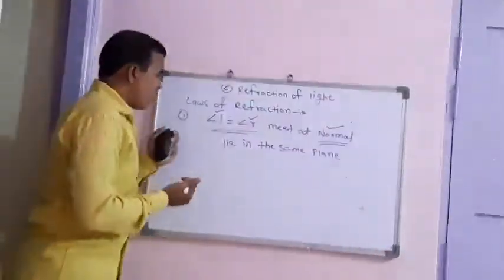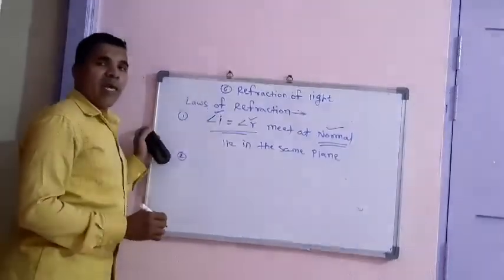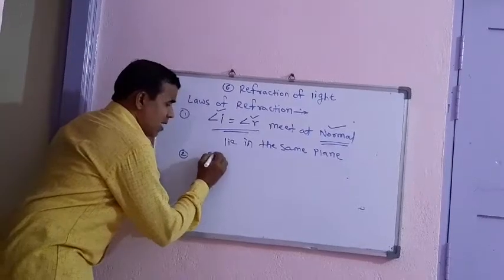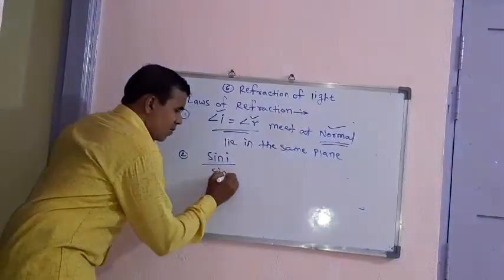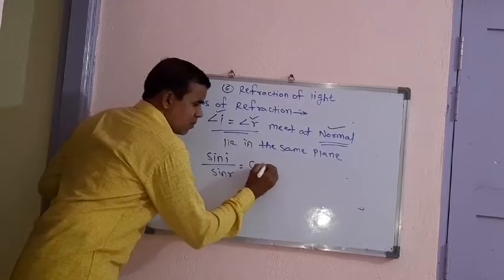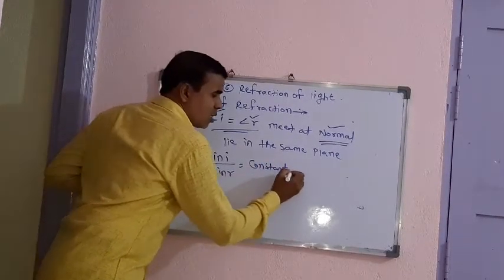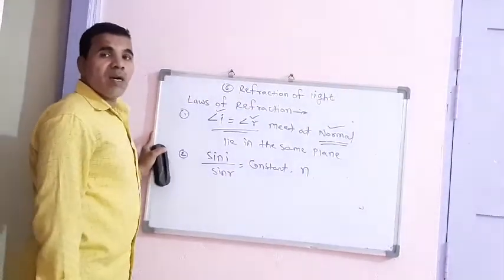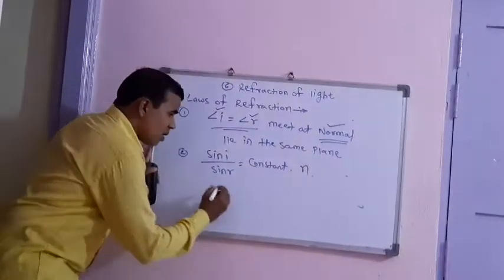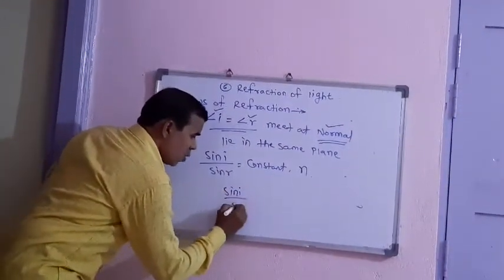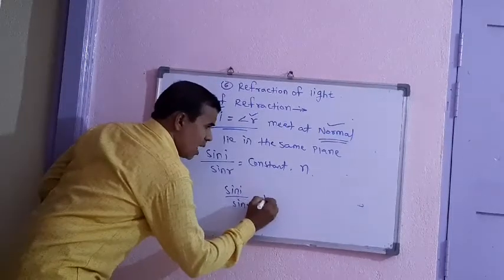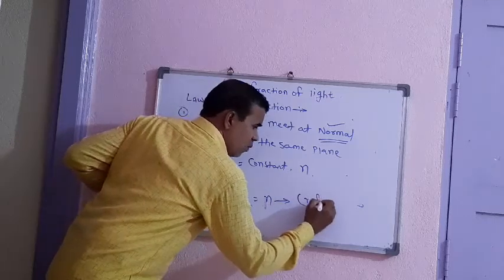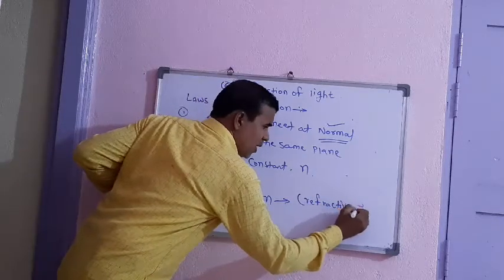Number two, for any given media, the ratio of sin i upon sin r is equal to a constant. This constant is denoted by the letter n, which is known as the refractive index. So the ratio of sin i upon sin r equals n, where n is called the refractive index.